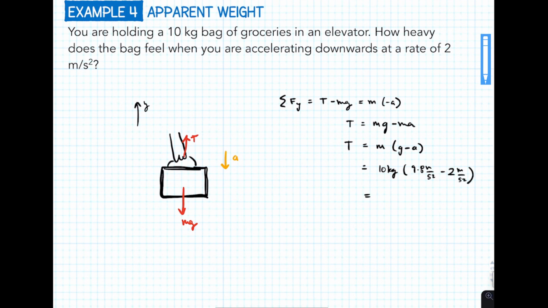So that's going to be an apparent weight of 78 newtons, whereas the total weight of the bag is going to be 10 times 9.8, which is 98 newtons. So it will feel lighter. So 78 newtons. Okay, so that's how heavy it feels. Any questions on that?